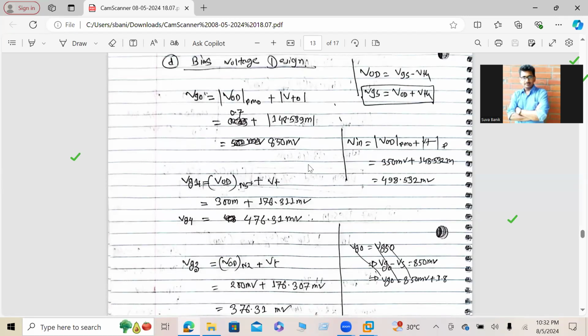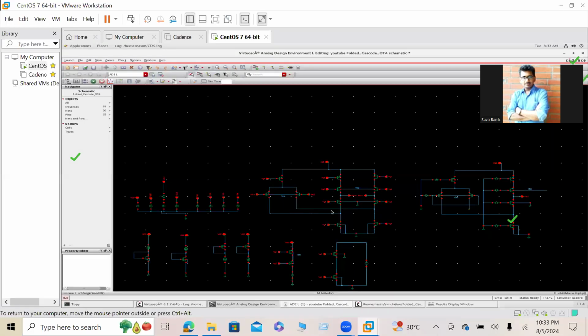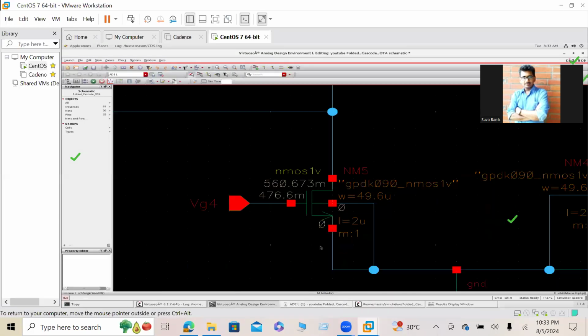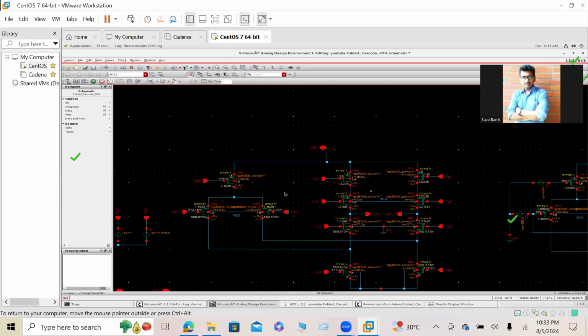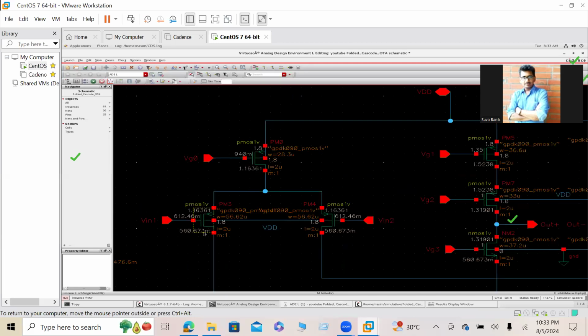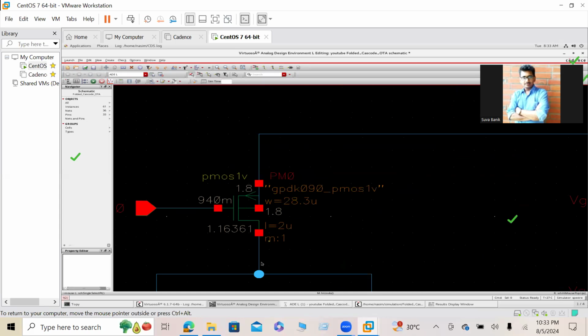Okay, so let's see from here. What is VOD? VOD is nothing but VGS minus VTH. So we already assume the VOD for every transistor. For PMOS, it is 350 millivolt. For one of the NMOS, it is 300 millivolt. For this NMOS, it is 300 millivolt. For this NMOS, it is 200 millivolt. For this PMOS, it is 350 millivolt. For this PMOS also, I assume 350 millivolt. And for this PMOS, the tail source, we assume 700 millivolts.